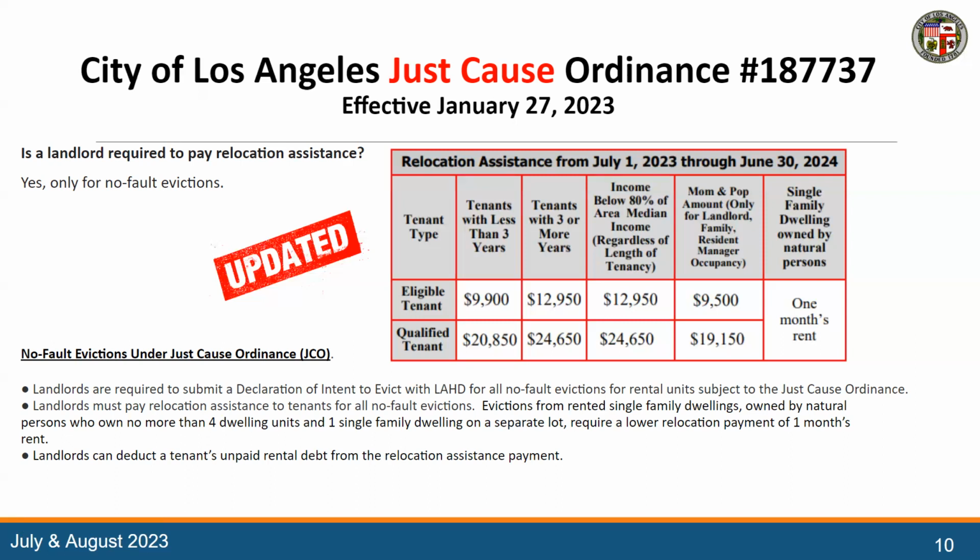Evictions from rented single family homes owned by natural persons require a lower relocation payment of 1 month's rent. This applies to a single family home subject to the Just Cause Ordinance where the owner is a natural person. This includes properties in a trust, or where the property is a registered legal entity controlled by that natural person who owns 4 or fewer rental units and a single family home on a separate lot in the city of LA.